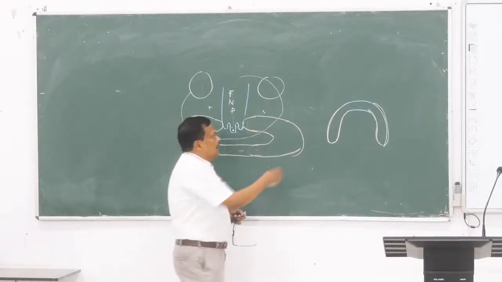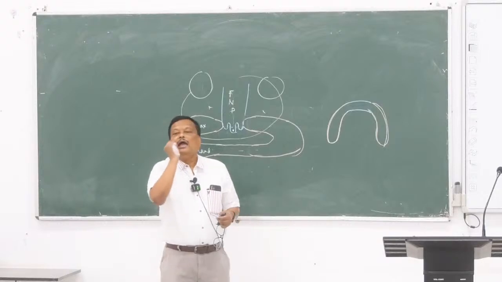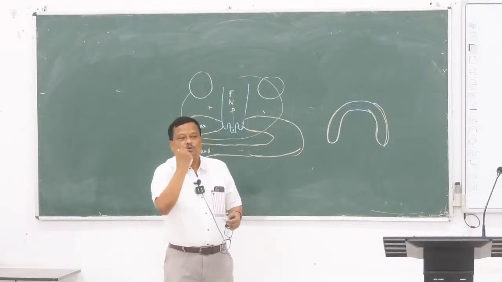Now, obviously you can easily understand this will give the alveolar arch carrying the teeth.